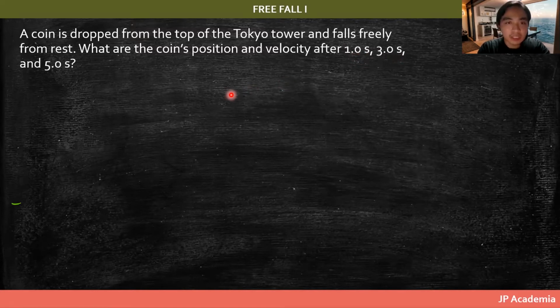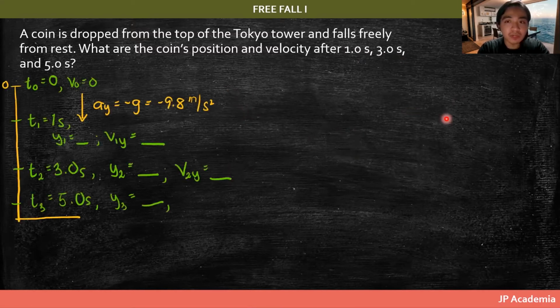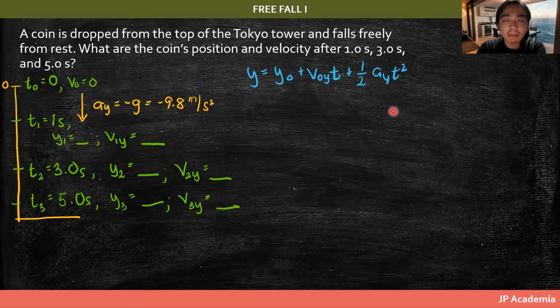Okay? So let's start with this one. So may illustration ako rito. Given na free fall to, so we know that your a_y is negative g or it's just negative 9.8 meters per second squared. So at time t is equal to 0, so sabi nga natin at rest siya, so your v naught is equal to 0 for this case. Then yung time mo at 1 second, yeah, this is the time. So, kailangan natin mahanap yung position niya and yung velocity rin niya. Same thing for 3 seconds and for 5 seconds. Okay? So, paano natin mahanap yan?